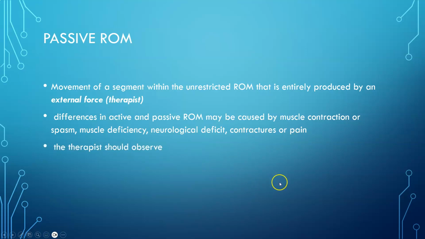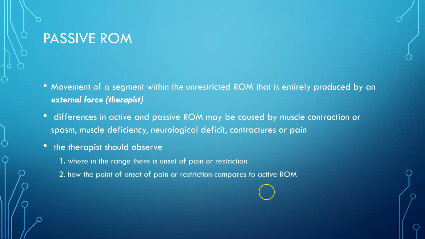The therapist should observe the passive range of motion. Number one, where in the range there is an onset of pain or restriction. So within the range as you're moving it, where does the patient say, ow? Or where does the patient say it can't go any further? Number two, how the point of onset of pain or restriction compares to active. So maybe they can get to a certain amount of abduction actively before the pain, and maybe you can go a lot farther before the pain when you do it passively, and that's going to mean something in particular. Again, you'll be covering that next semester.